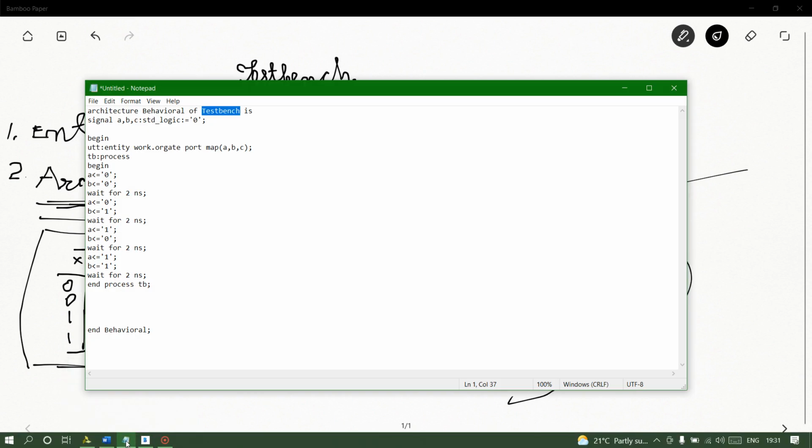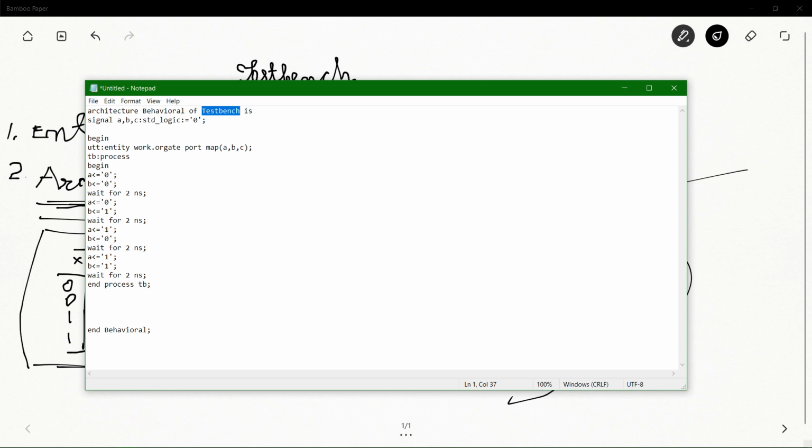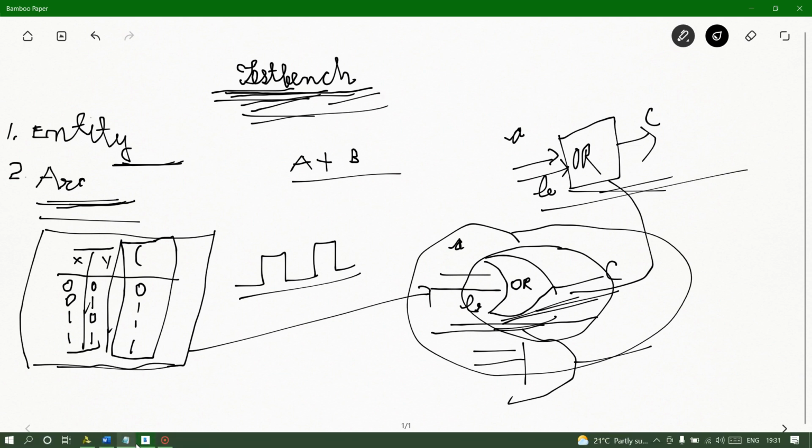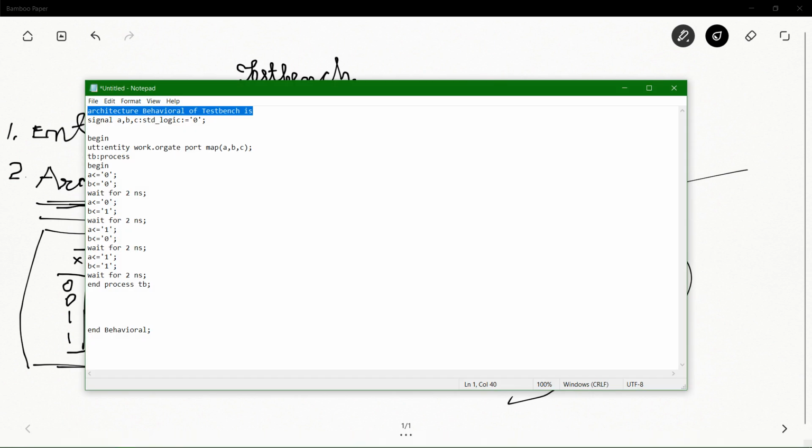So in case of test bench also, we have to provide my compiler an architecture name and then an entity name, right? After writing this first line, in my second line, what do we have to do? In my previous videos, I have shown that whatever the possible input output ports in my gate are, I have to define them in my entity portion. But while writing a test bench, guys, we are defining those input output ports in my signal portion, right?